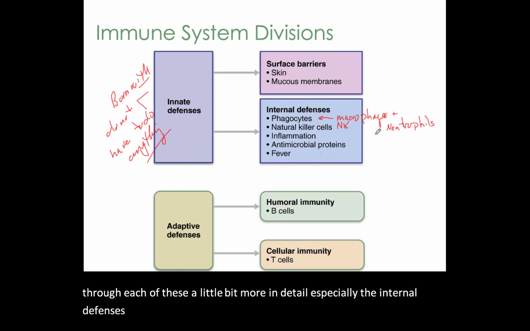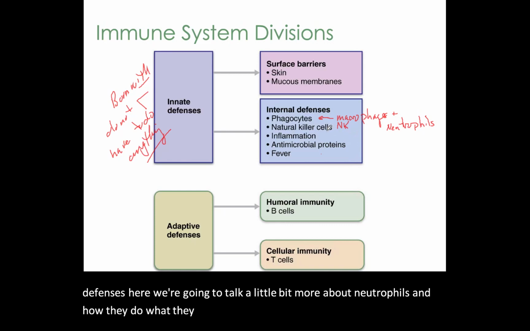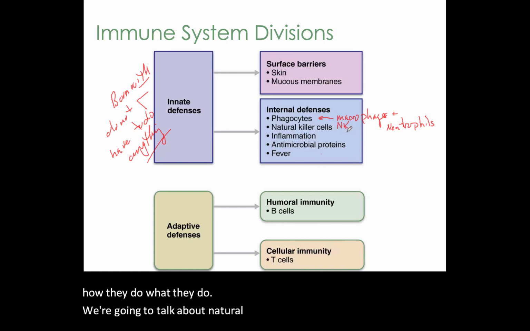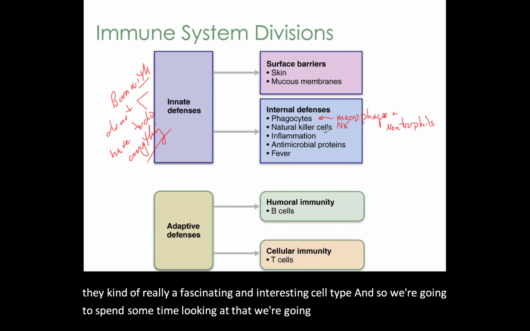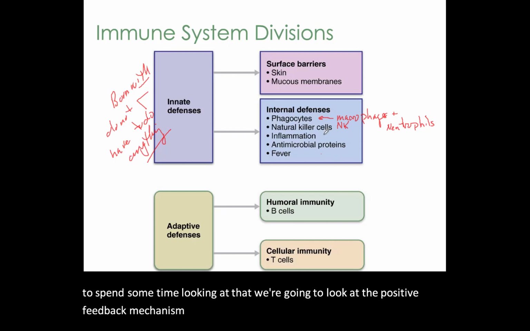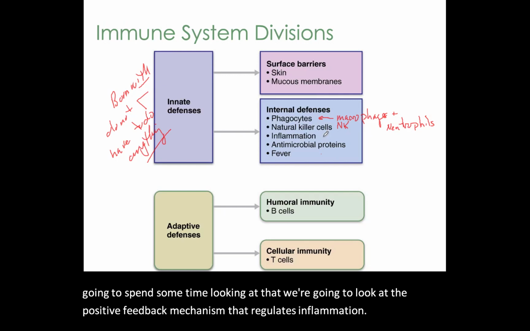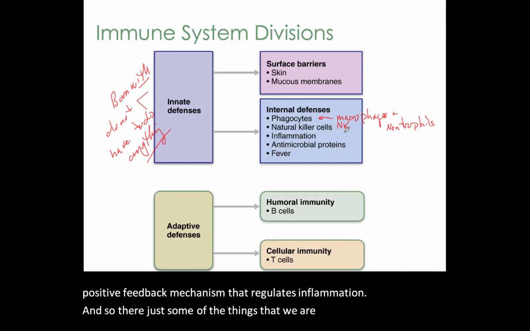We're going to talk a little bit more about neutrophils and how they do what they do. We're going to talk about natural killer cells and how they do what they do. They are a really fascinating and interesting cell type, and so we're going to spend some time looking at that. We're going to look at the positive feedback mechanism that regulates inflammation. And so those are just some of the things that we are going to highlight.